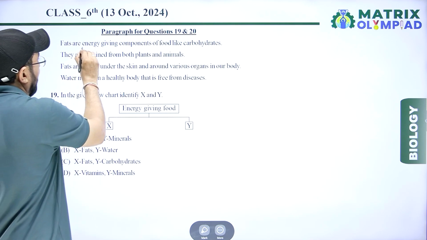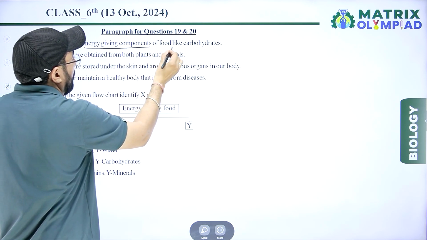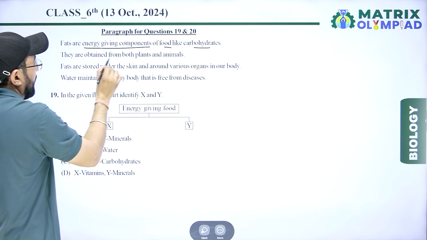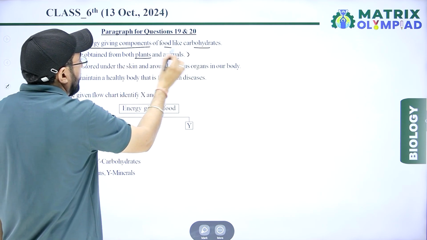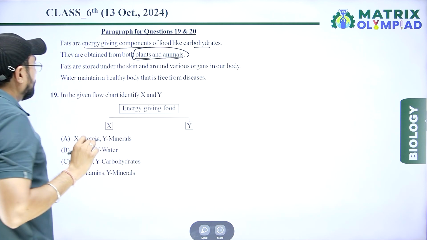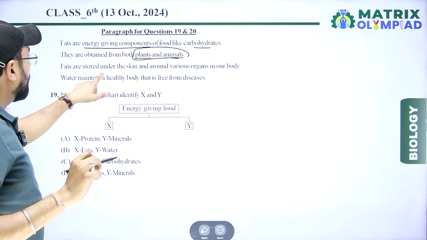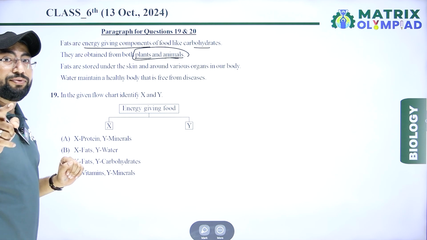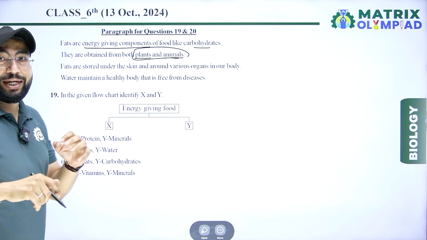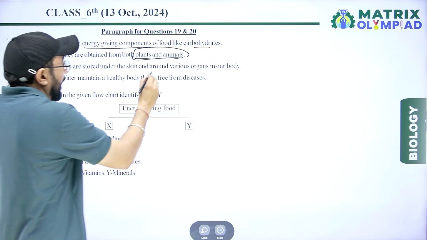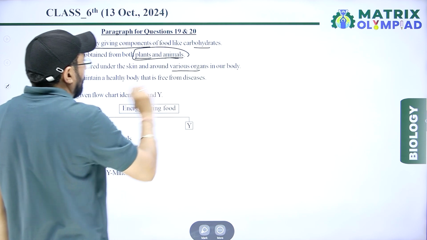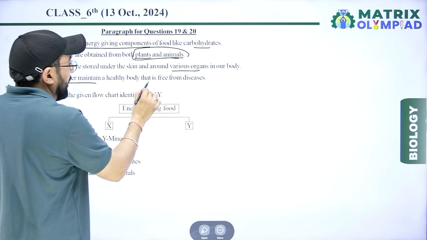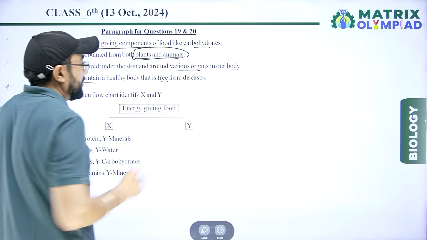Next question is, fats are an energy giving component of food like carbohydrates. They are obtained from both plants and animals. Fats are stored under the skin in the form of fatty tissue, that is adipose tissue, and around various organs in our body. Water maintains a healthy body that is free from disease.